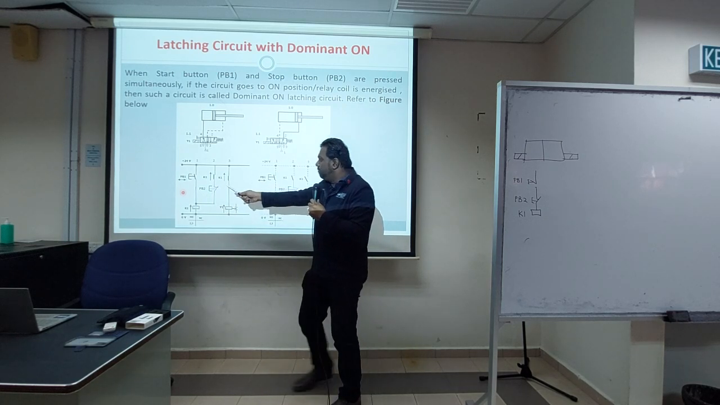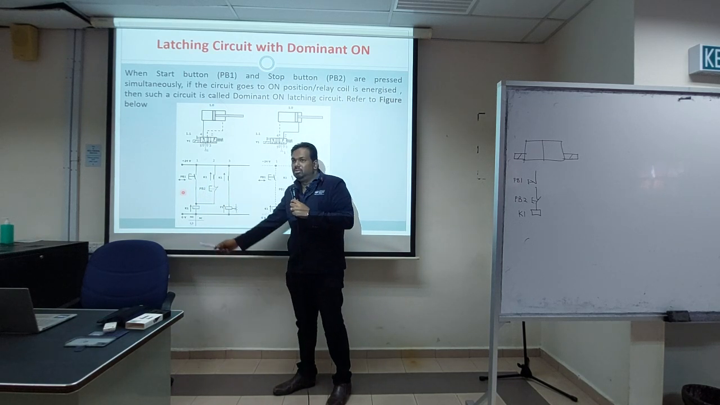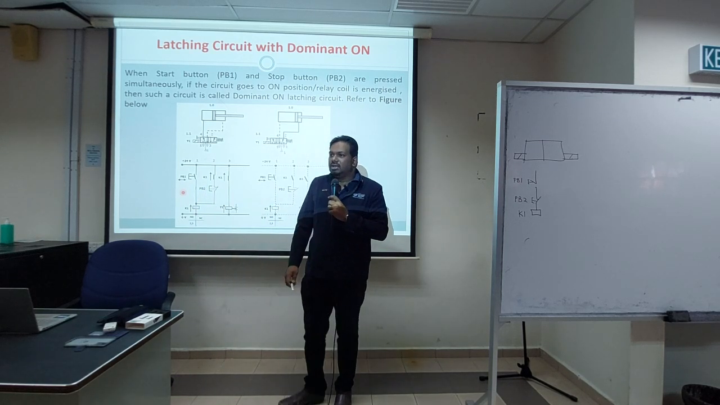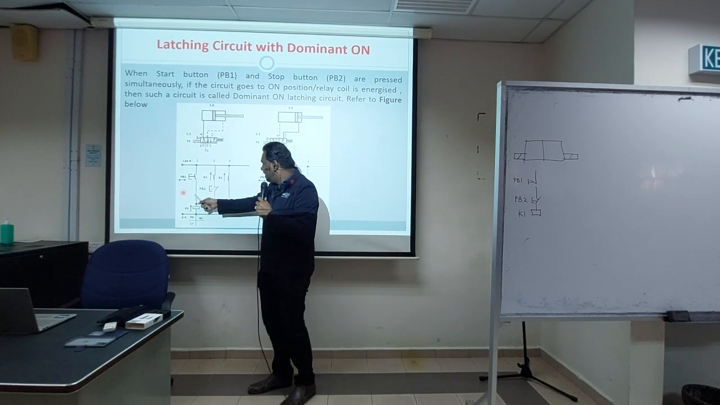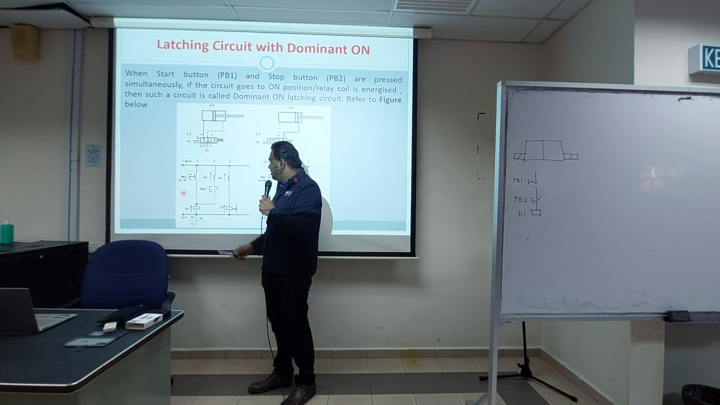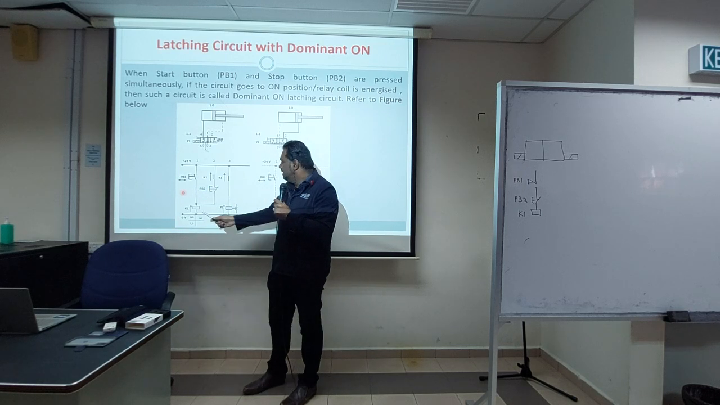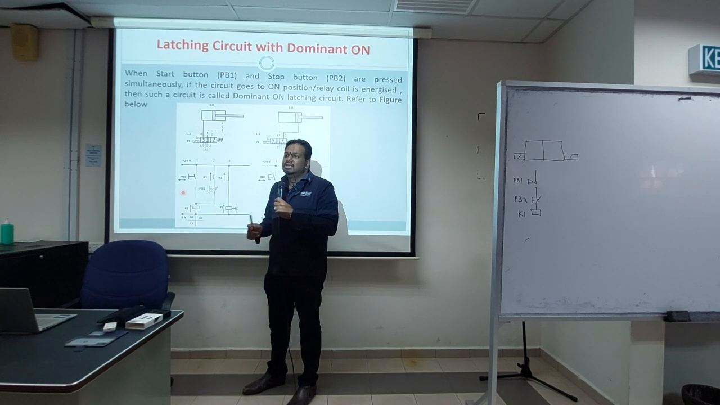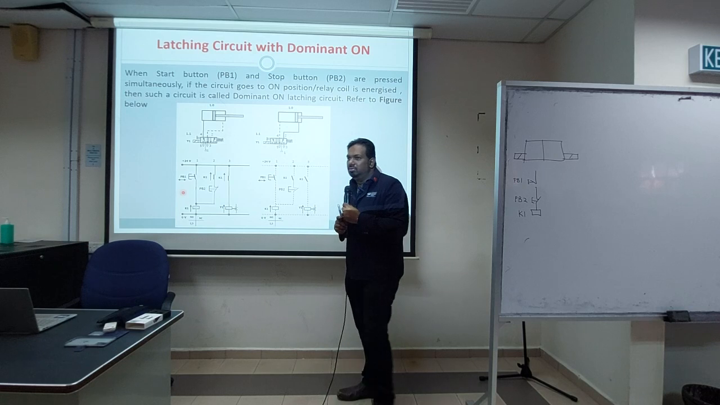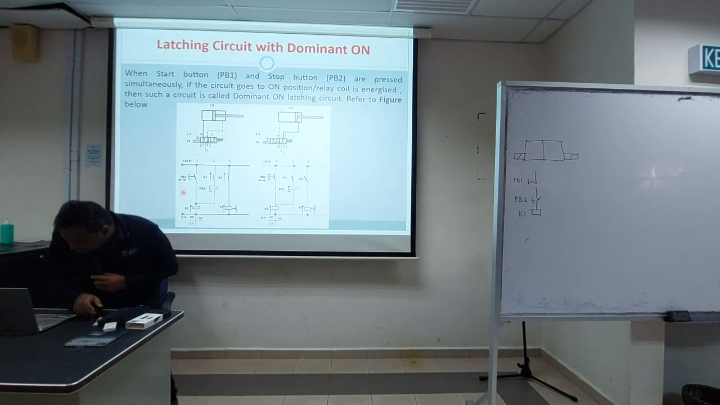If you tekan push button 1 and push button 2 simultaneously, what will happen? Untuk K1 akan ada power ke tak? Ada kan, sebab yang ni tak ada apa-apa dekat sini. So 24 volt akan masuk ke coil 1. So if you press push button 1 and push button 2 simultaneously and coil 1 still energized, so maksudnya itu adalah dominant on. So itu adalah maksud dia lah.